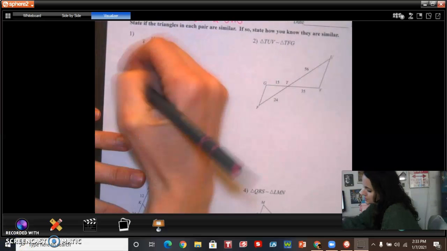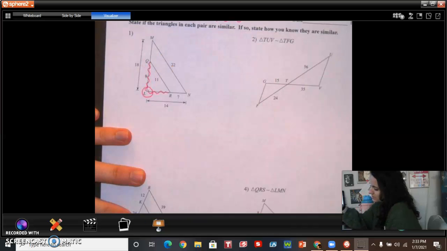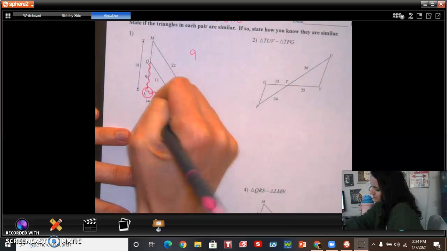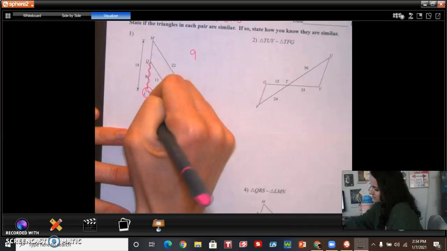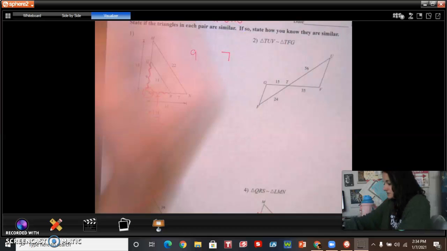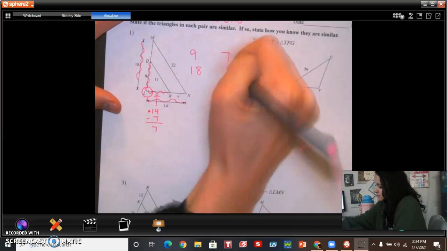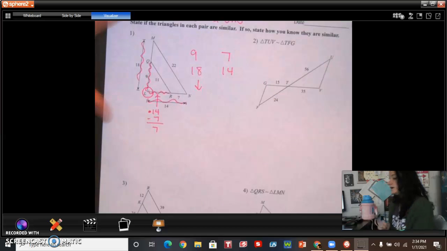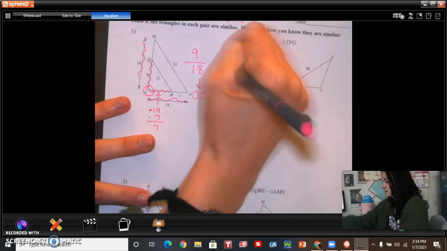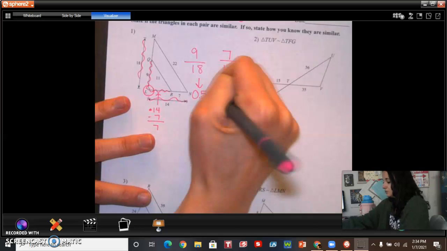So, if I look at this triangle here, all I'm going to worry about are these two sides. I have a length of 9 and a length of 14. That's the whole thing. Minus 7 gives me 7. Now if I'm looking at L, I'm also going to be thinking about this side and this side. So I've got 18 and 14. Well, 9 over 18 is 0.5, and 7 over 14 is 0.5. Since they are equal, we know we are similar.